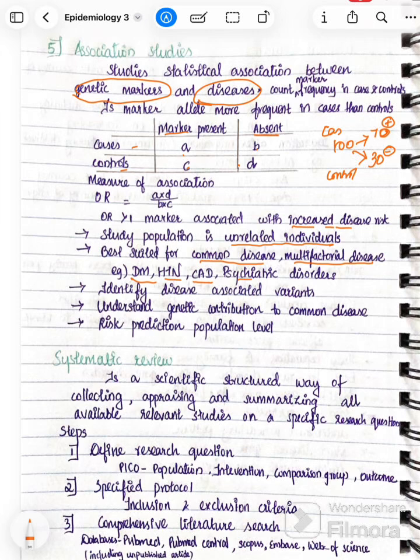We are at the end of our lecture. We have studied studies related to genes and environment: adoption studies, twin studies, migrant studies, linkage analysis, association studies. Hope you understood the lecture.